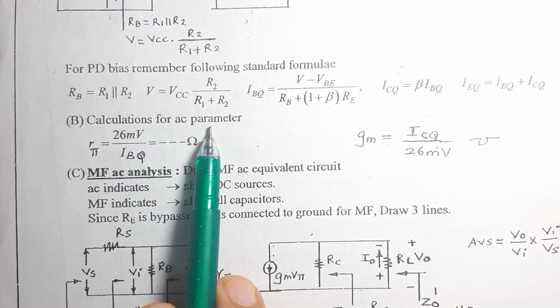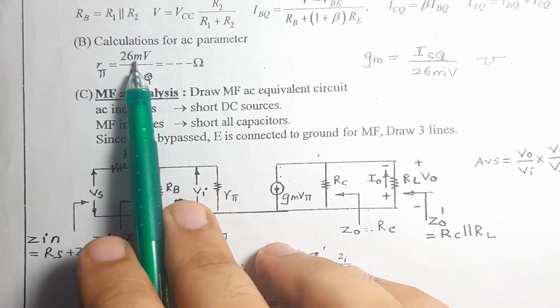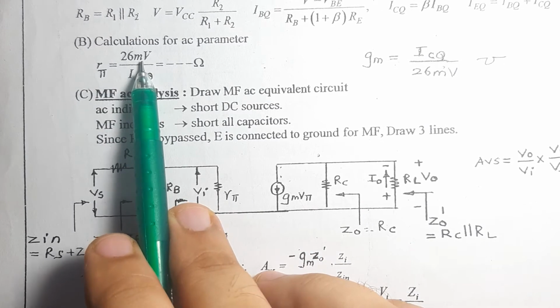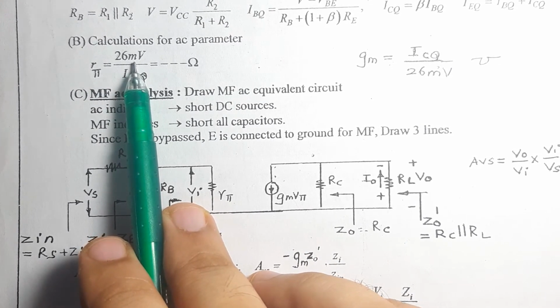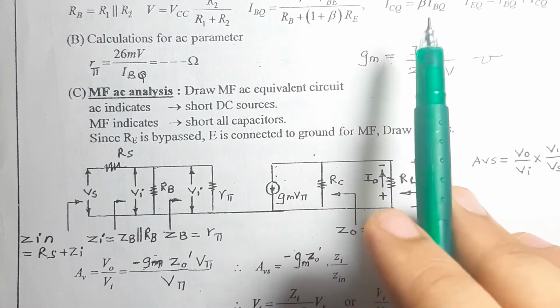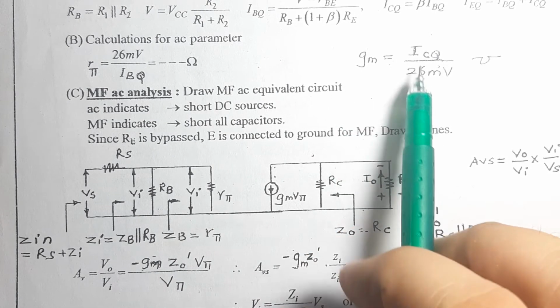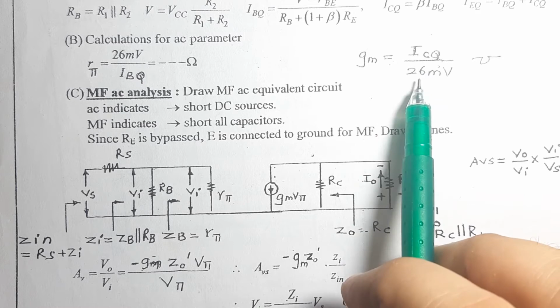Calculation of the AC parameters: the formula is very straightforward. You have R pi as voltage upon current. Voltage is nothing but VT, which is 26 millivolt, and the current is IBQ. The GM, the transconductance value, is given as current upon voltage, which is nothing but ICQ upon 26 millivolt.